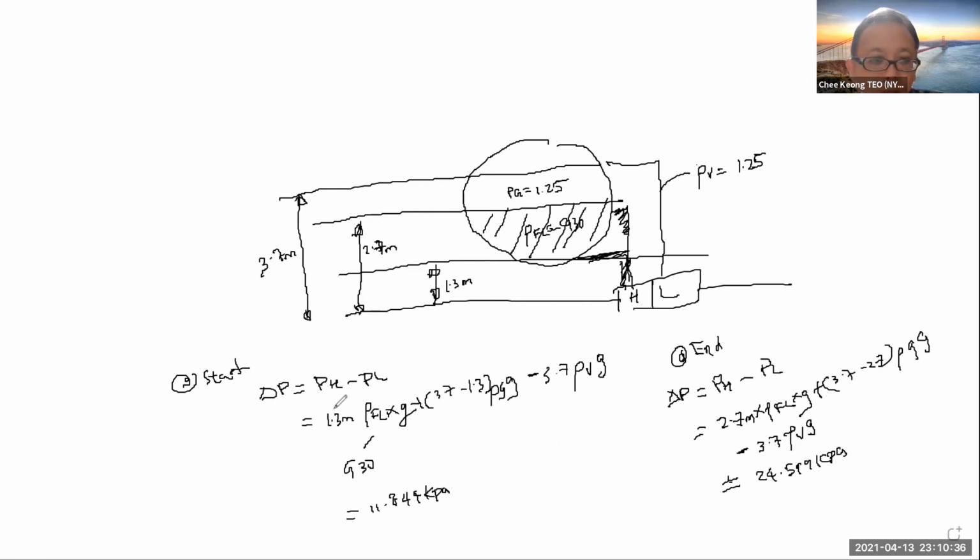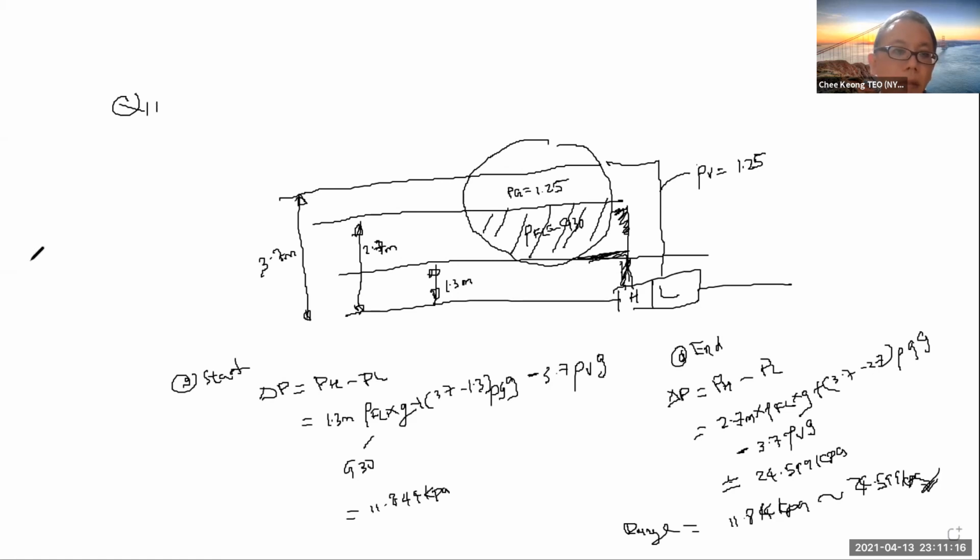So the range of transmission will be from 11.844 kPa to 24.599 kPa. And that is for your question. Let me take a look, which question is this? Oh, this is for your question 11. Do we have anything more not answered for question 11? Okay, that's basically it for question 11.